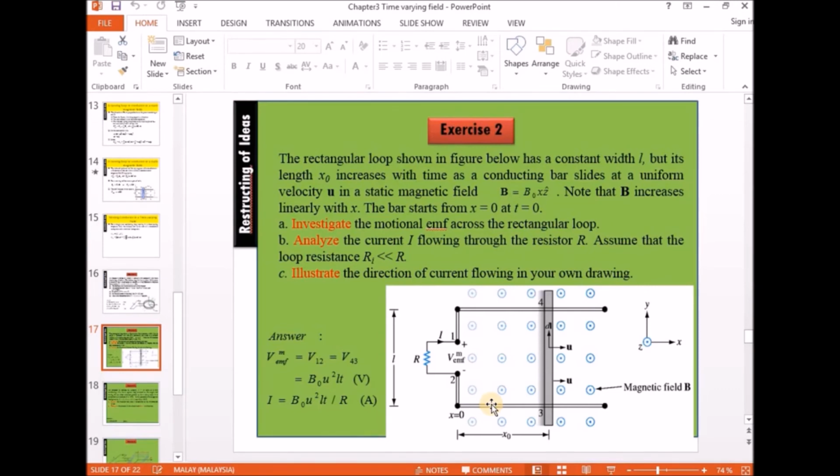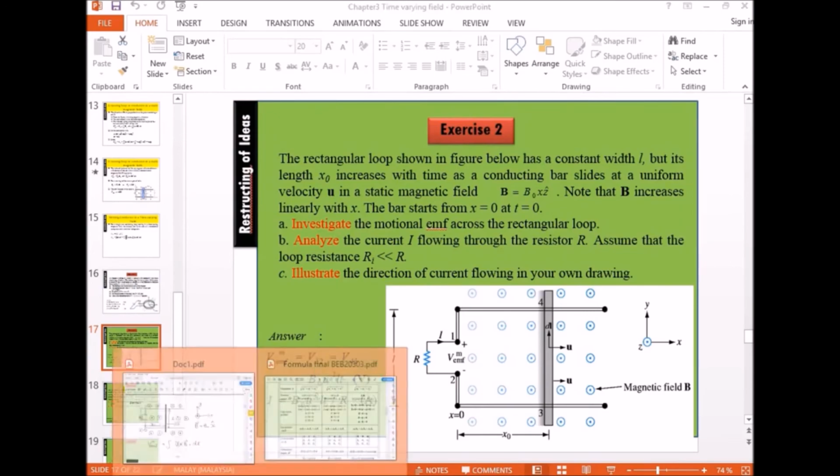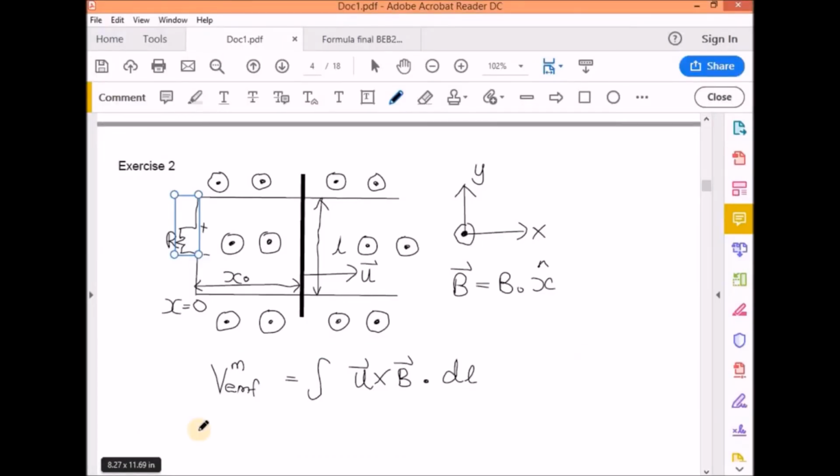So first one, investigate the motional EMF. This sliding bar is moving, so the magnetic flux is not changed versus the time, so it will be a motional EMF. So this one will be my drawing. For motional EMF, you have to use this equation, totally different compared to the previous one. When dealing with a question related to Faraday's law, you must identify motional EMF or transformer EMF, because both of them use different formulas.